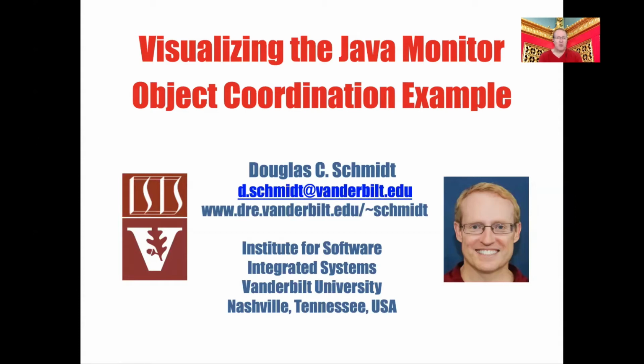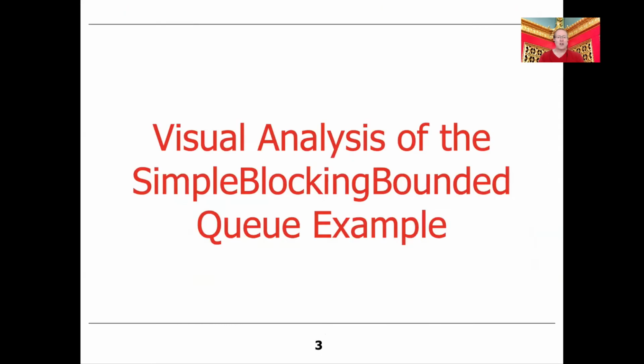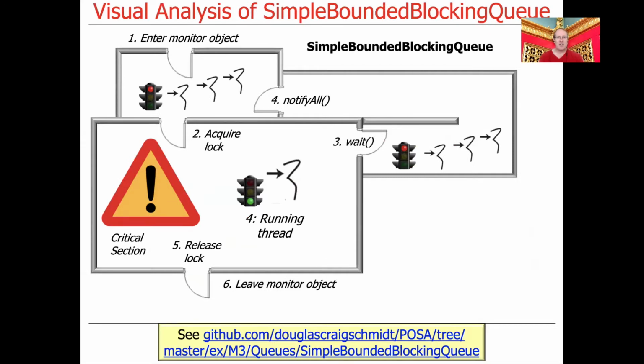So now that we've talked about what the coordination methods are in Java built-in monitor objects, let's go ahead and take a more detailed look at a visualization of using the coordination mechanisms in the context of our synchronized blocking queue. So we're going to take a look at how you would visualize this using the monitor object icons. And as you can see here, this is all just a visualization of the source code.